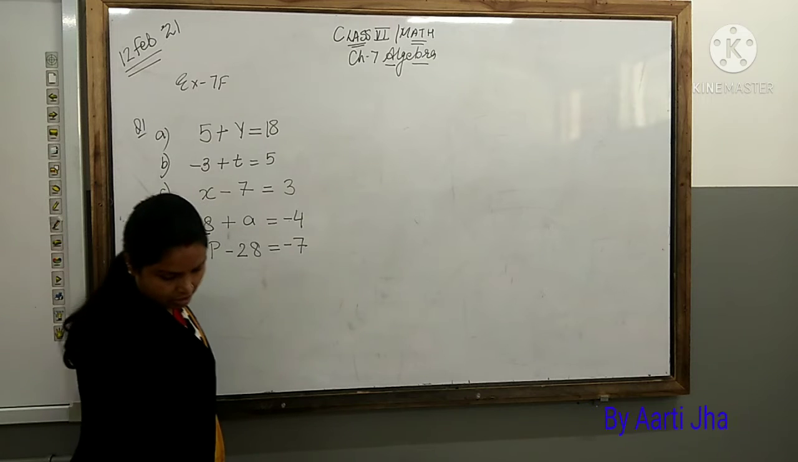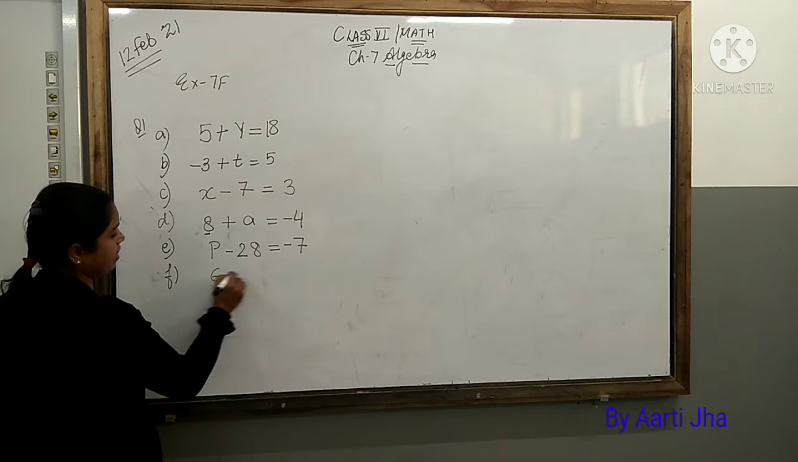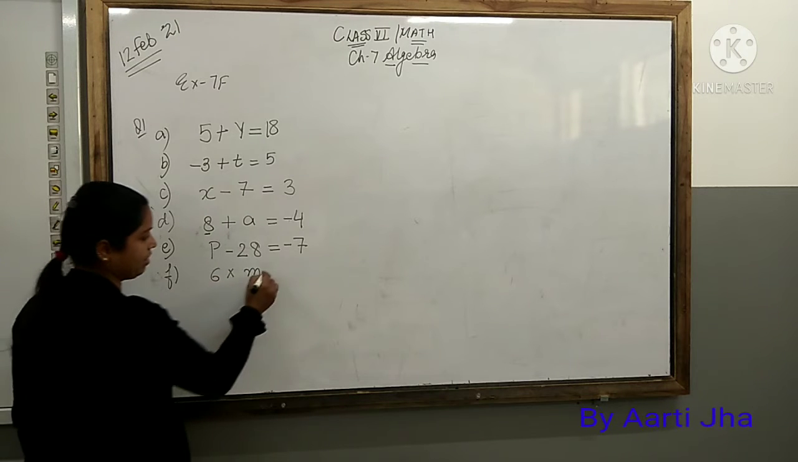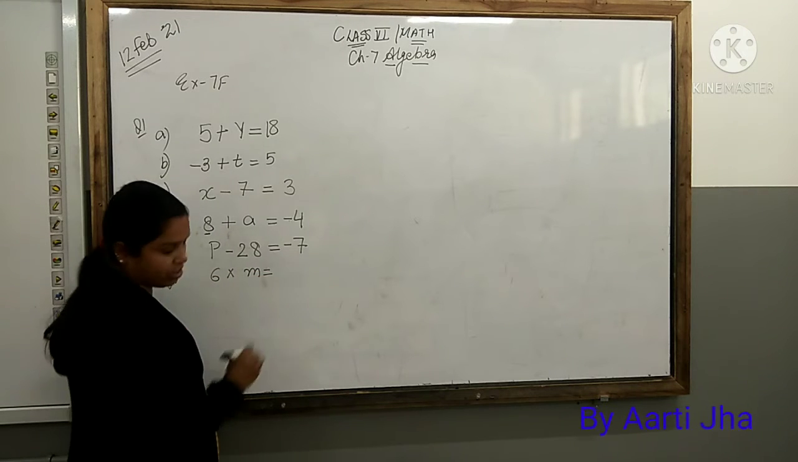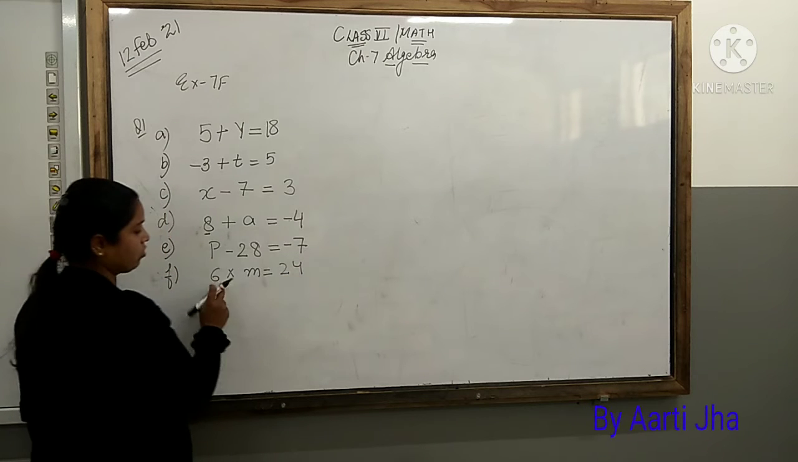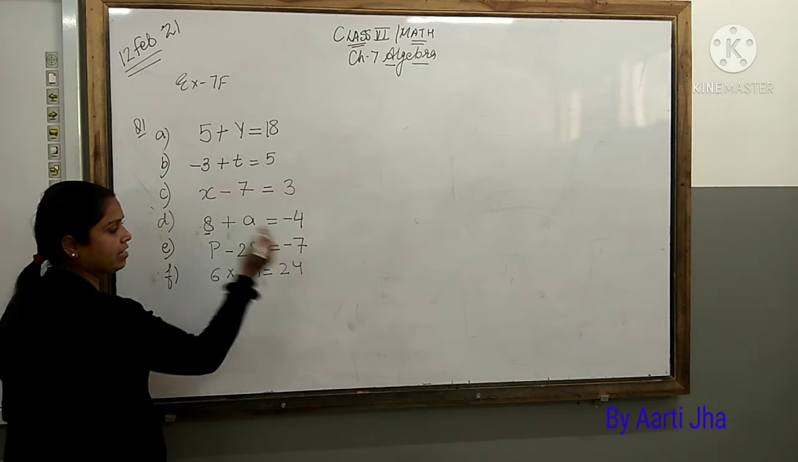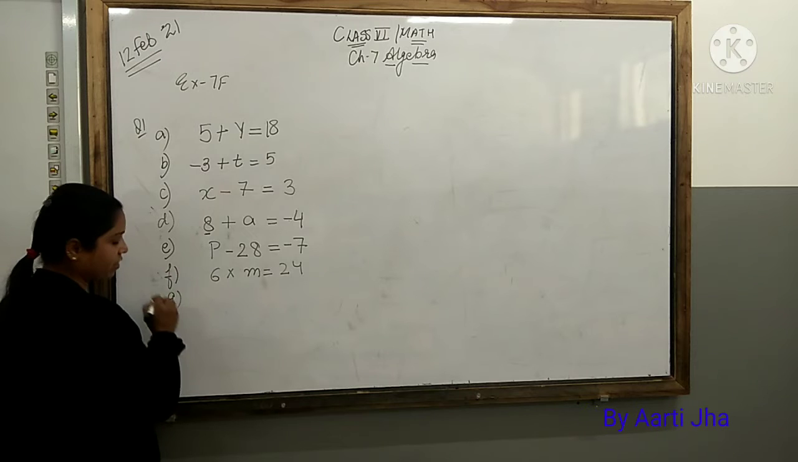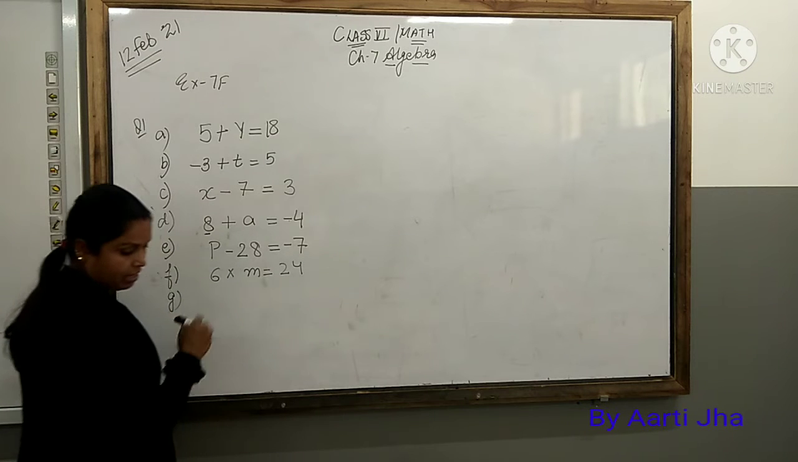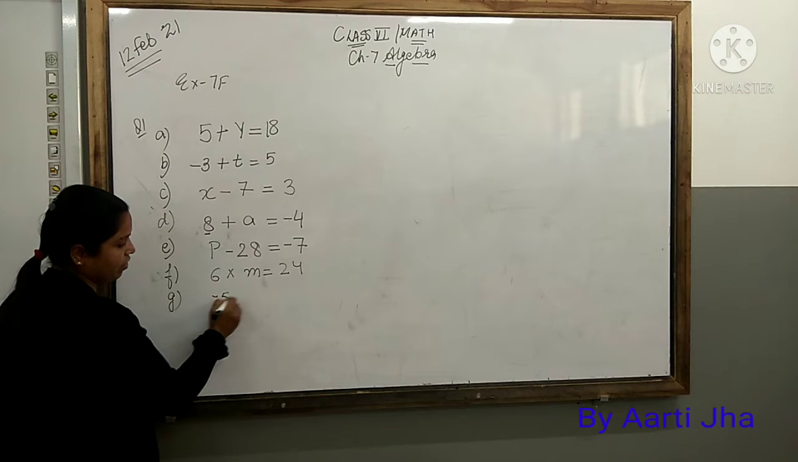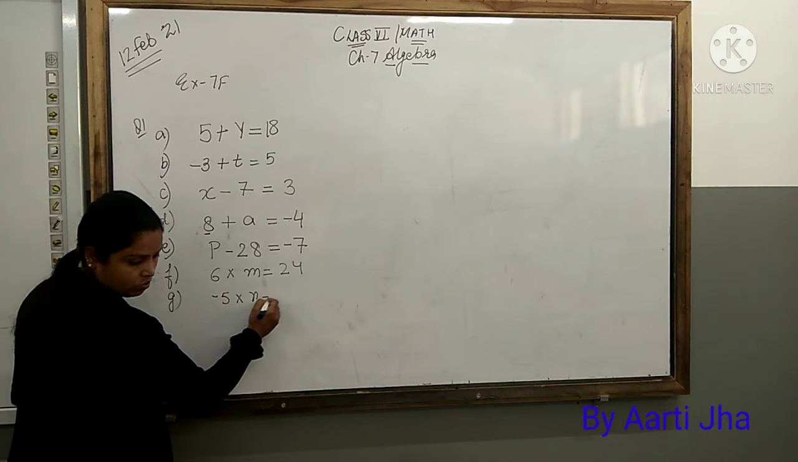Now F. The product of 6 and m. Product means multiply. What is the product? Product is 24. Now this multiply comes on this side, becomes divide. Solve it then. Now G part again the same. Minus 5 multiply n equals 45.